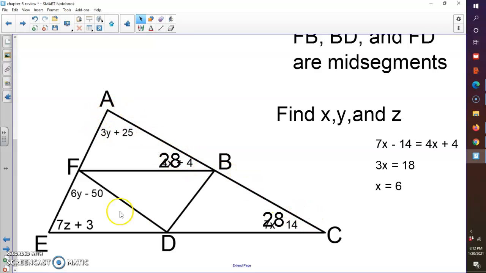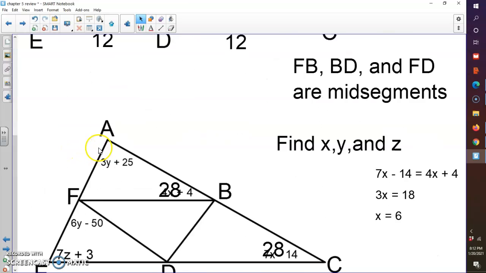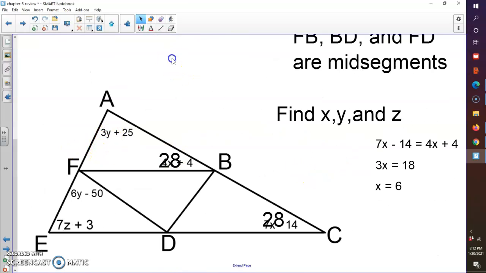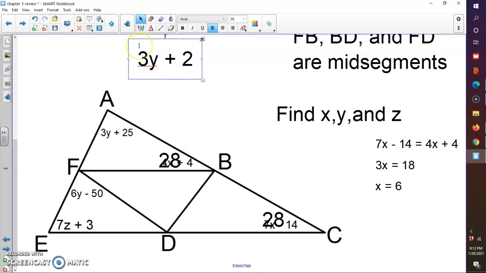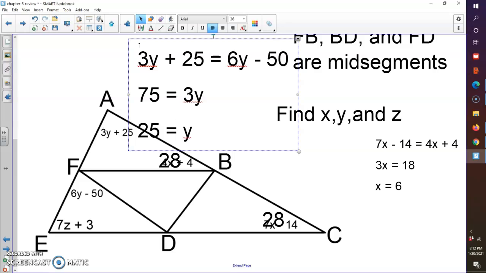So, AC and FD are parallel, cut by this transversal. So, these right here are corresponding angles, very similar to what we have up here. An angle here and an angle here, those are corresponding. So, I can now set 3y plus 25 equal to 6y minus 50. I get 75 equals 3y, and I get 25 equals y.